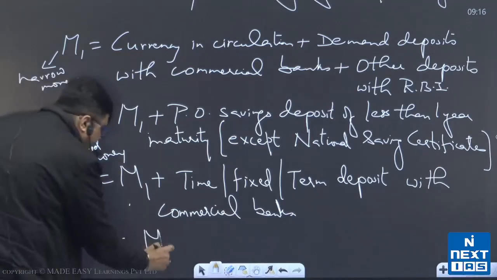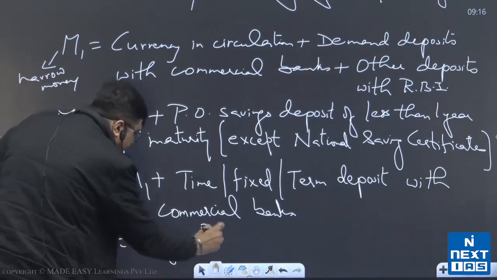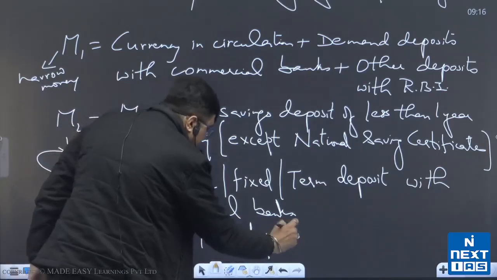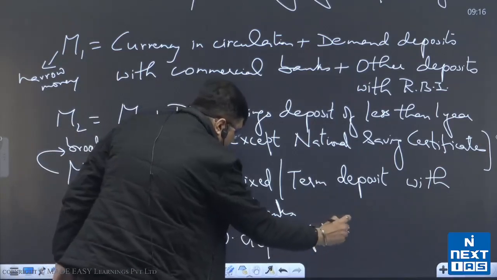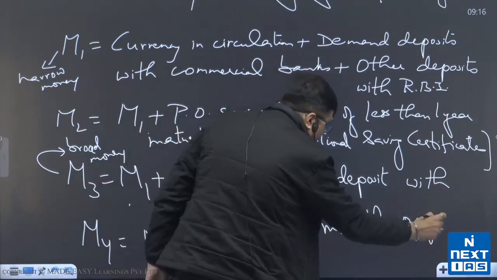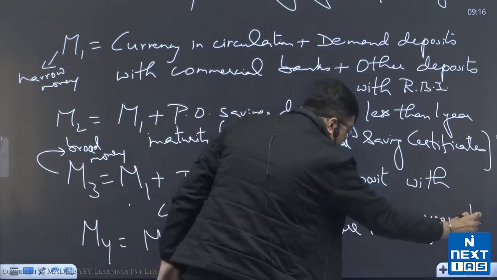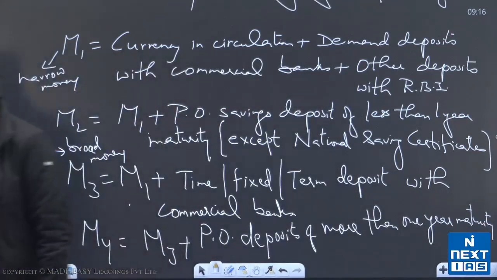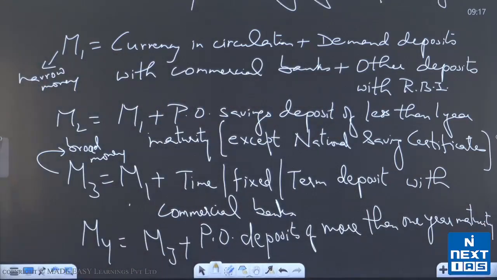And then we had an M4, which was M3 plus post office deposits of more than 1 year maturity. That is M4. M3 plus post office deposit of more than 1 year maturity.